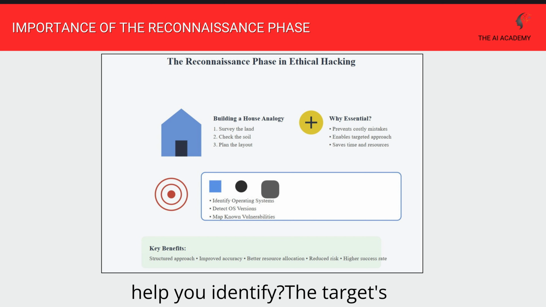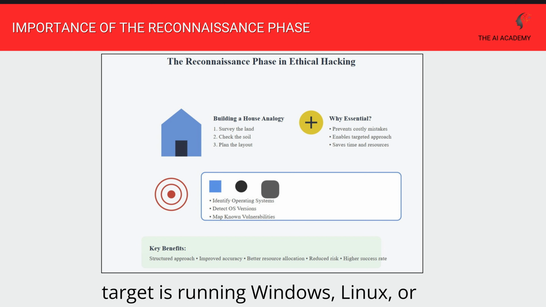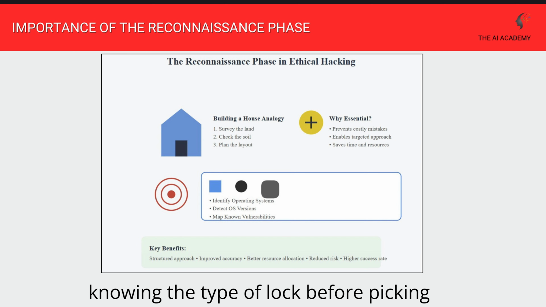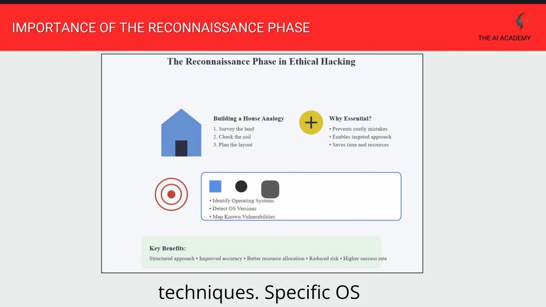What does reconnaissance help you identify? The target's operating system. Knowing whether the target is running Windows, Linux, or another OS is crucial. It's like knowing the type of lock before picking it. You need the right tools and techniques.